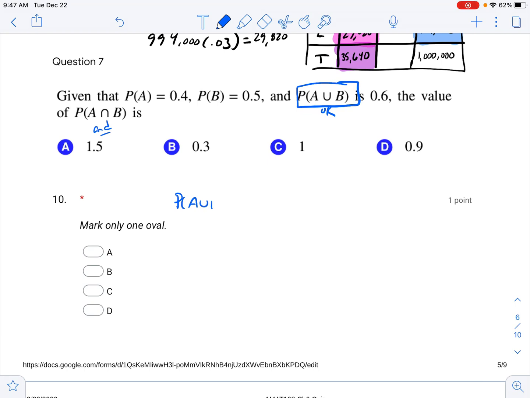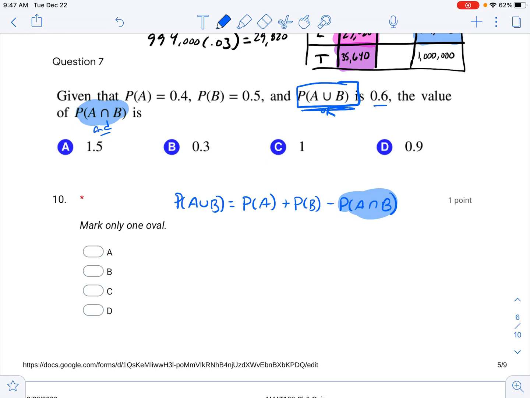The probability of events A or B is given by the probability of event A plus the probability of event B minus the probability of events A and B. Okay, so that's the formula that connects all of these things here. And with that now, we can just sub in all the different values and solve for what we're looking for, which is the probability of A and B. So ultimately, I want to solve for this.